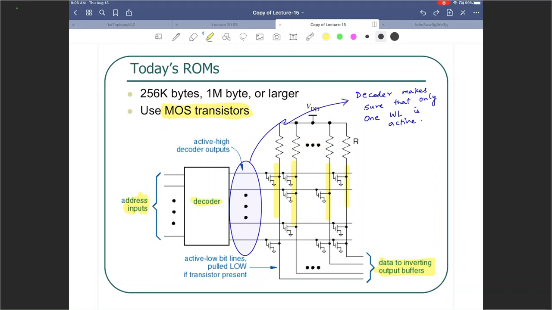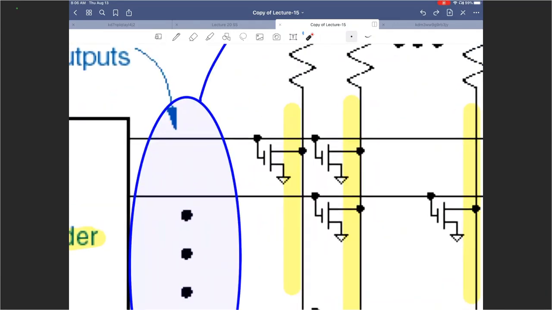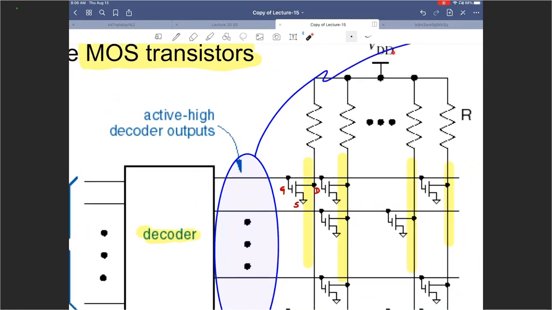And how do you store a one or a zero? Well, if you want a one, you put a transistor over there. And how are you putting an NMOS transistor over there? You are connecting the gate terminal to the word line, the source terminal, sorry, the drain terminal. So this is gate, this is source, and this is drain. You are connecting the drain terminal of the NMOS transistor to high, right? VDD, plus 5 volts, and that is hardwired.